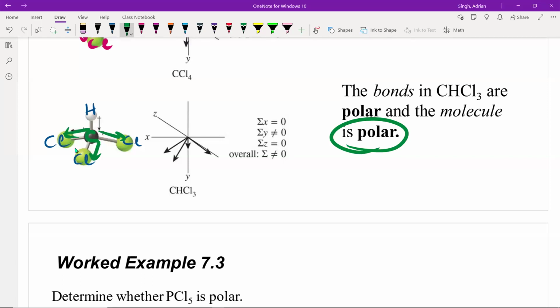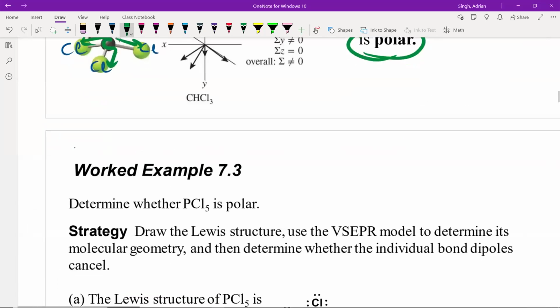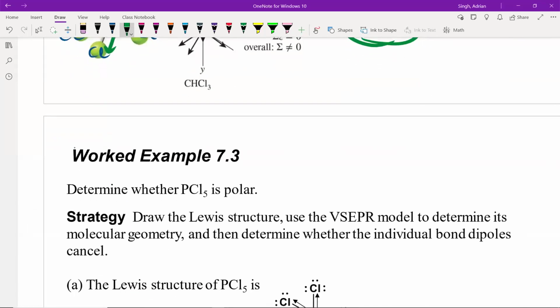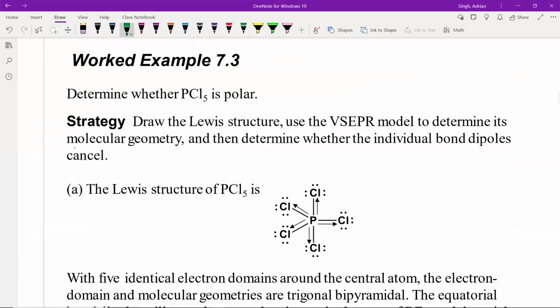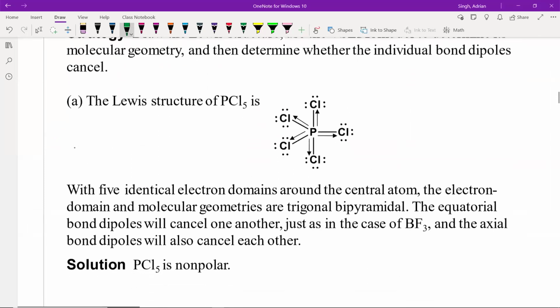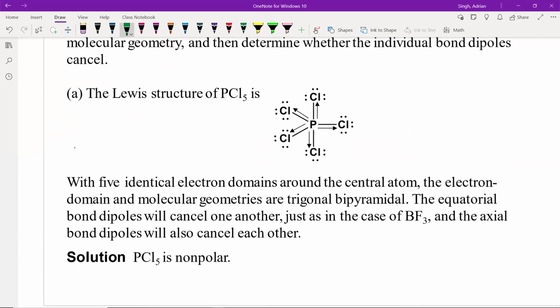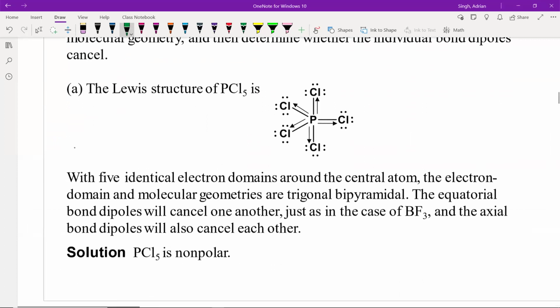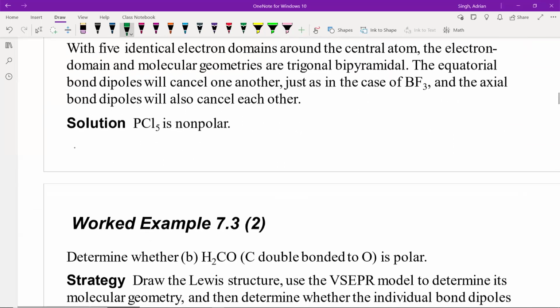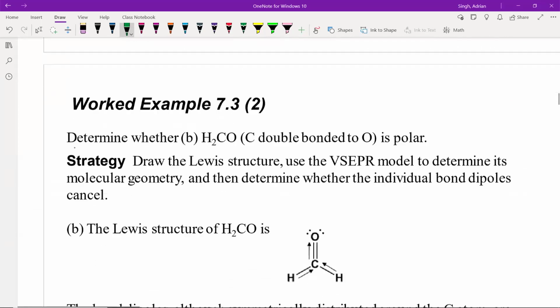The same idea applies even if you have more than four terminal atoms connected to the central one. In the case of PCl5, phosphorus pentachloride, the PCl bonds are all polar bonds, but they cancel out because they're equal and opposite to each other. Because of the shape, the molecule is non-polar as a whole.